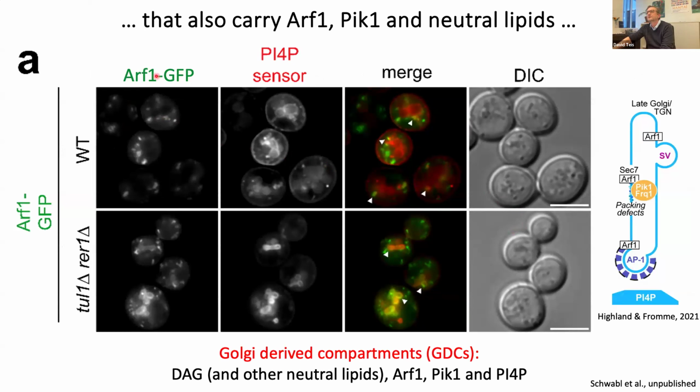If we look at GFP-tagged ARF1 in wild-type cells, it localizes at the Golgi with some of these PI4P dots that are picked up by the PI4P sensor. When Golgi quality control is collapsed, ARF1 is on these very large structures that are PI4P positive. And these are not lysosomes. I can tell you that right away. And on these compartments, it's important to note, we also detect PIK1, which is the PI4 kinase, diacylglycerol, neutral lipids, and of course, PI4P. So overall, they have a lot of the components that would make up a trans Golgi.